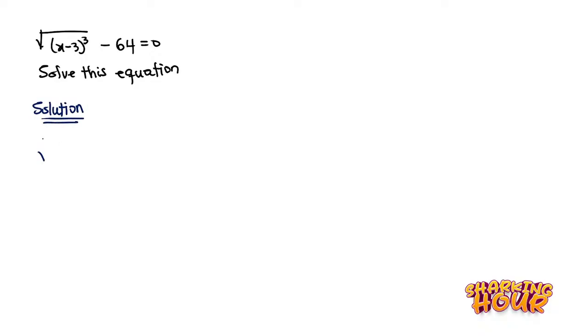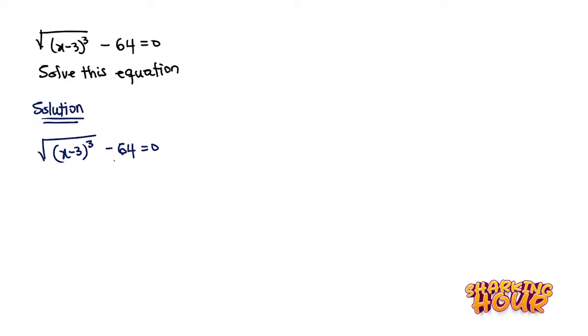So I repeat my question. I have the square root of (x minus 3) in bracket, then cubed, minus 64 is equal to 0. So this is the expression that I have. Now, for me to be able to solve this equation, the first thing I need to do is to send the 64, the negative 64, to the other side of the equal to sign. I am doing this to make the equation much simpler for me to solve.